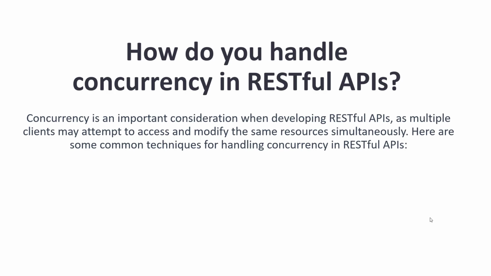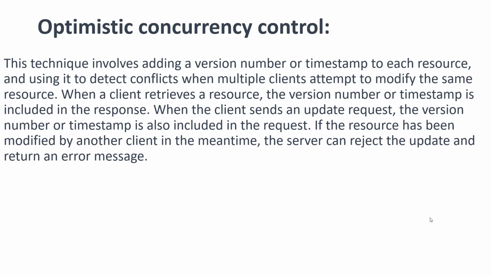If you have a large website, concurrency is an important consideration when developing RESTful APIs, as multiple clients may attempt to access and modify the same resource simultaneously. Here are some common techniques for handling concurrency in RESTful APIs. The first is optimistic concurrency control.